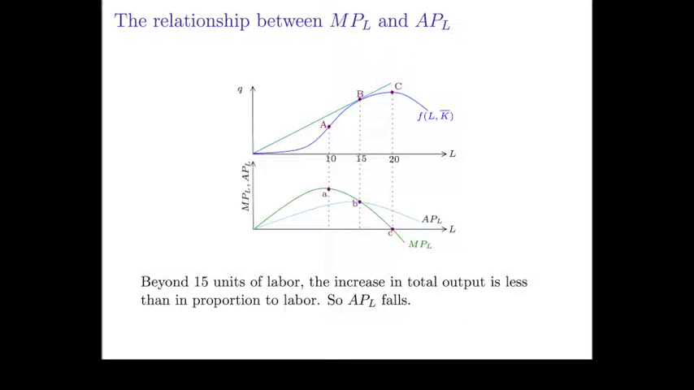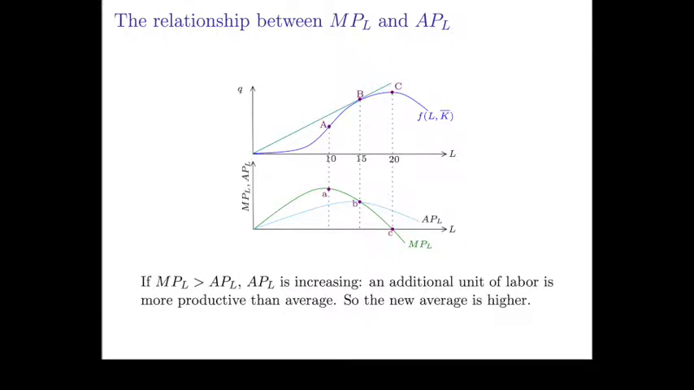So beyond 15 units of labor, the increase in the total output is less than proportionate. So the average product starts to fall. Now what we want to do is to relate marginal product and average product. So how would we represent here the marginal product? Remember, the marginal product is the partial derivative of f with respect to L. Since we've fixed k bar, it's just going to be the slope of the tangent to this curve.